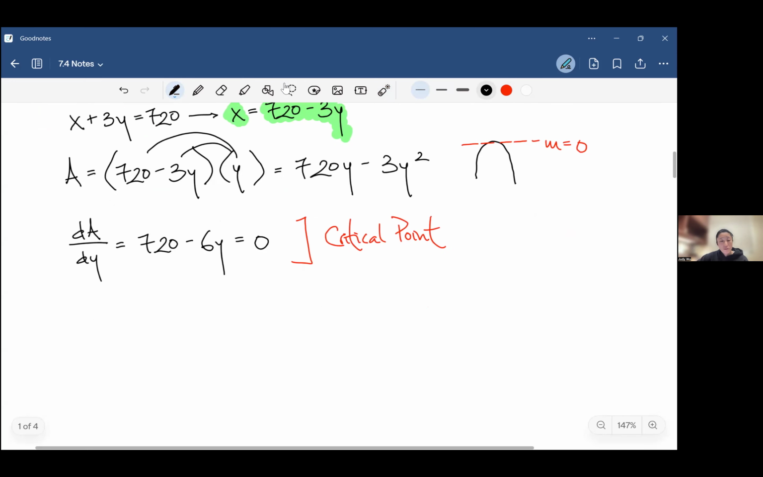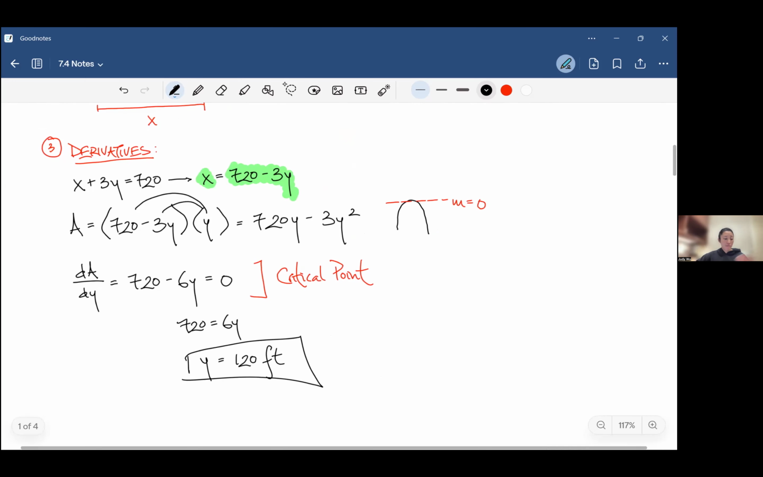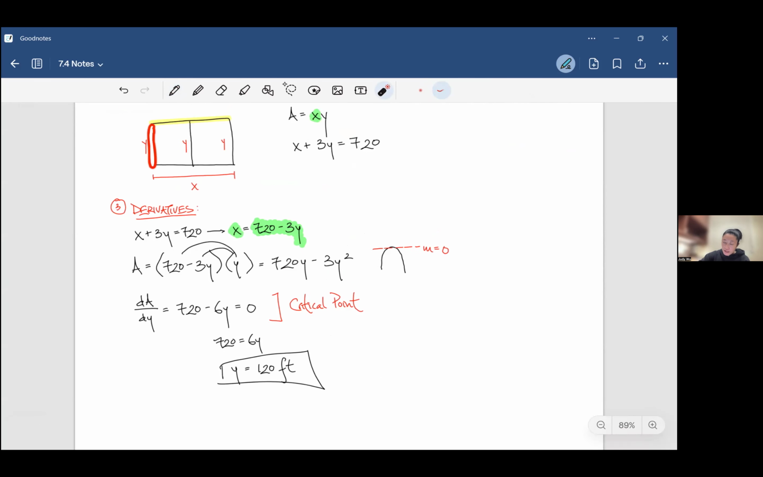All right, now no quadratics here, so no factoring. I'm just going to add the 6y to both sides. And I'm going to divide by 6, and I get y equals 120. And I'm going to include the units because I want to make sure that I know what I'm measuring, okay? So what this tells us is that the y part of the fencing, this piece right here, is 120 feet. It also tells us this is 120 feet and this is 120 feet, okay?